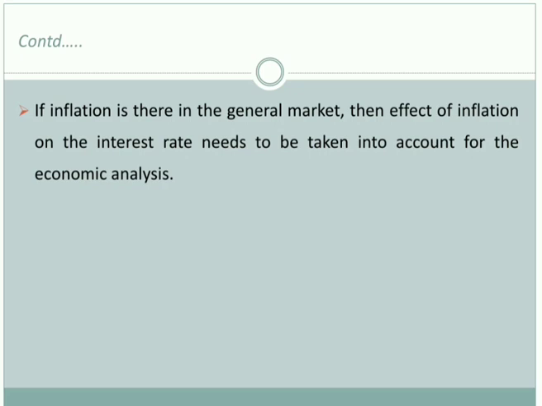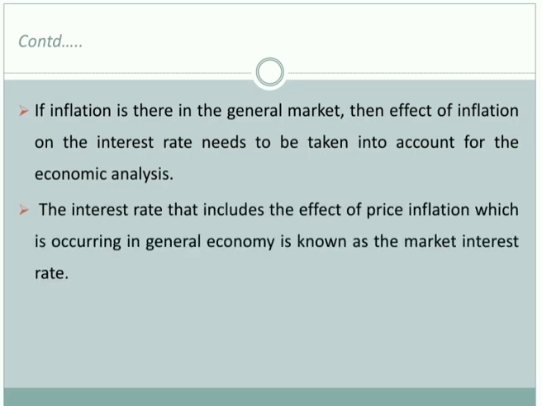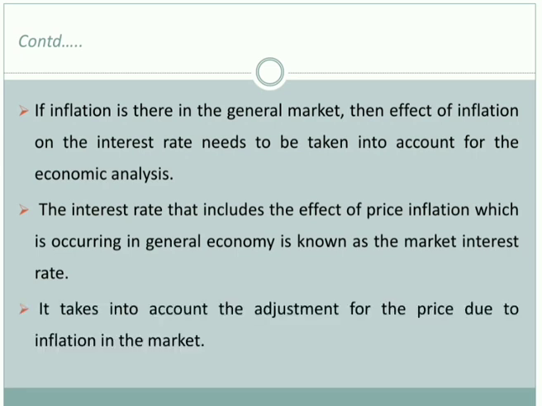If inflation is there in the general market, the effect of inflation on interest rates needs to be taken into account for economic analysis. The interest rate that indicates the effect of price inflation occurring in the general economy is known as the market interest rate. It takes into account the adjustment for the price due to inflation in the market. So now here comes an important concept of market interest rate.